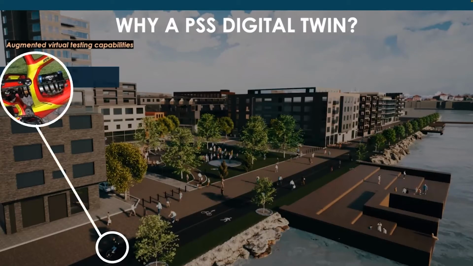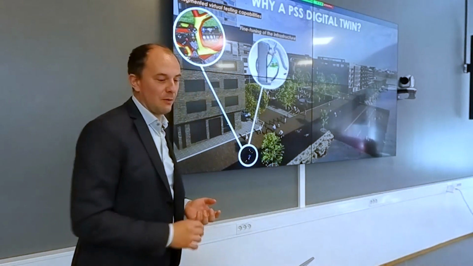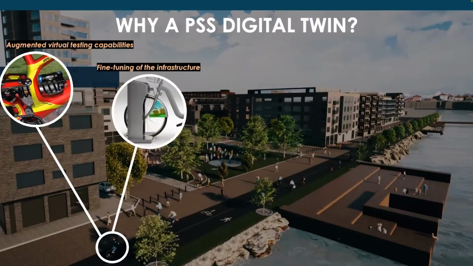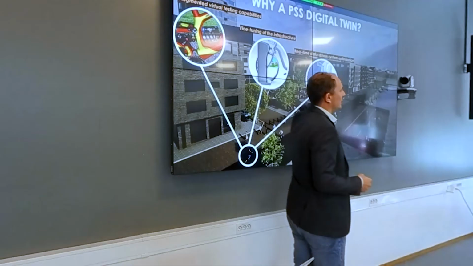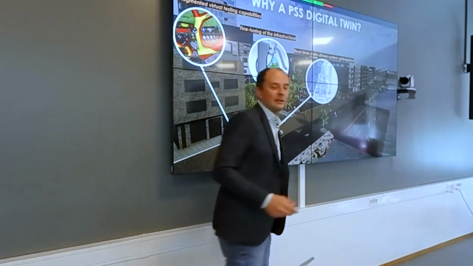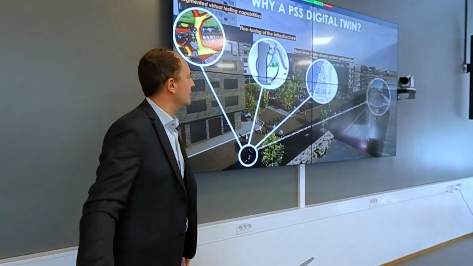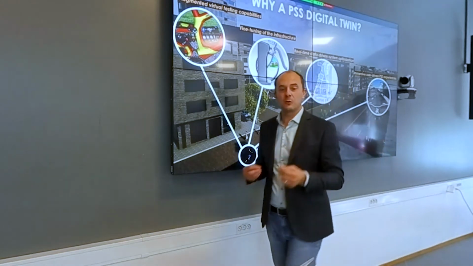We can use these ultra-realistic representations, for instance, to improve our virtual testing capabilities. We can use it to fine-tune the infrastructure. Where are all the charging spots? What is the best possible place? How are they performing in real time? We can also do real-time data-driven optimization. We are close to the train station. How many bikes do we need here at different times of the day? Can we engineer that with these product-service systems? Also, we can have immersive experiences with virtual reality.